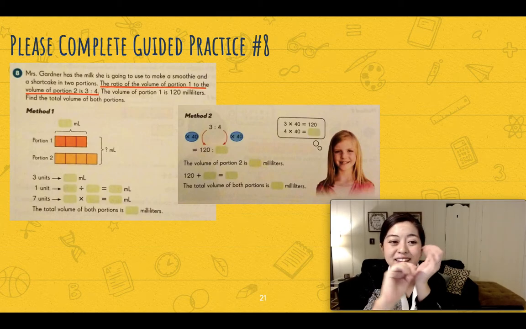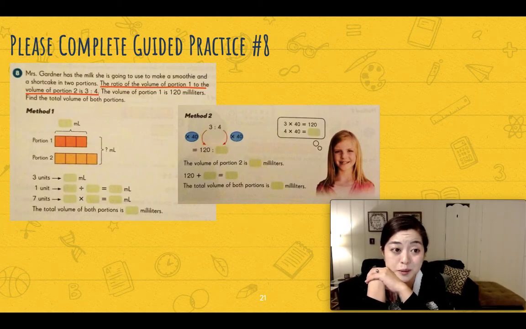Welcome back. All right, so let's look at this problem. Mrs. Gardner has the milk she is going to use to make a smoothie and a shortcake in 2 portions. The ratio of the volume of portion 1 to the volume of portion 2 is 3 to 4.